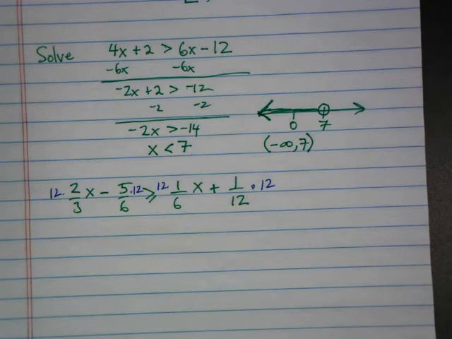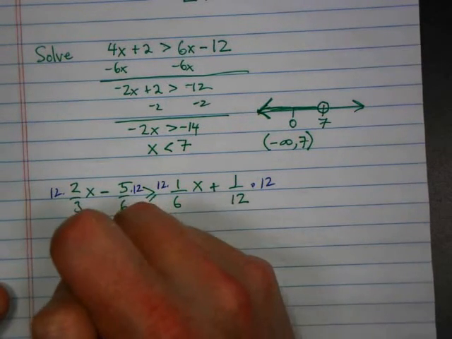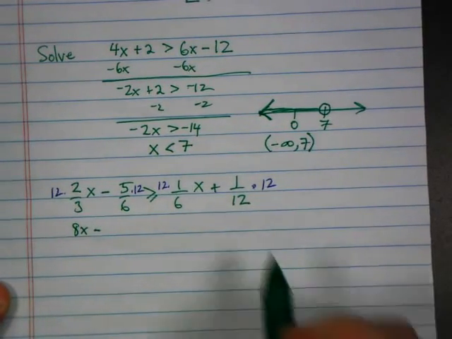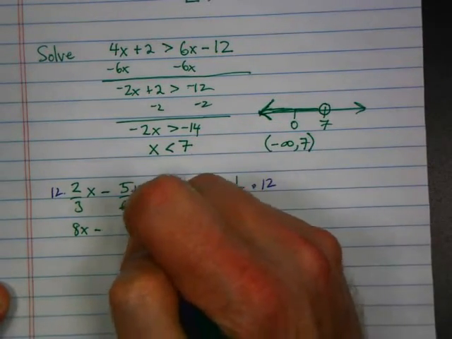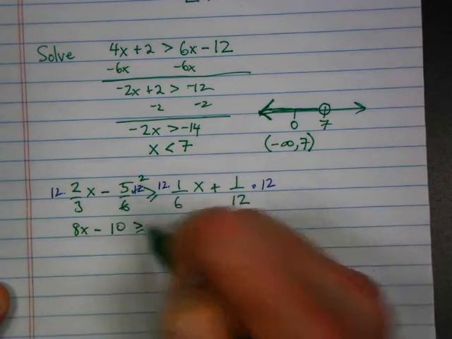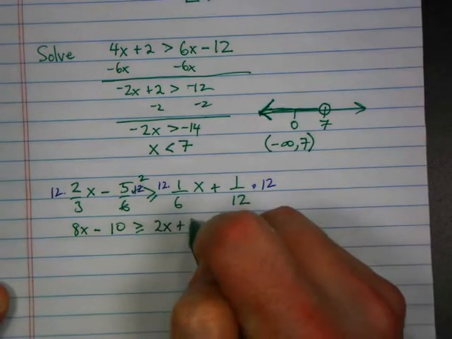How much is 2/3 times 12? It's 24 over 3, but 24 over 3 is 8. So that's 8x minus 10, because I would reduce here. 12 divided by 6 is 2. 5 times 2 is 10. Greater than or equal to 2x plus 1.